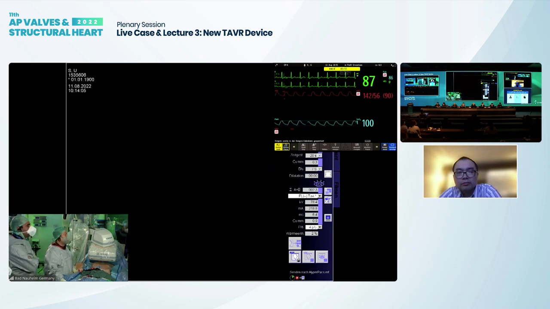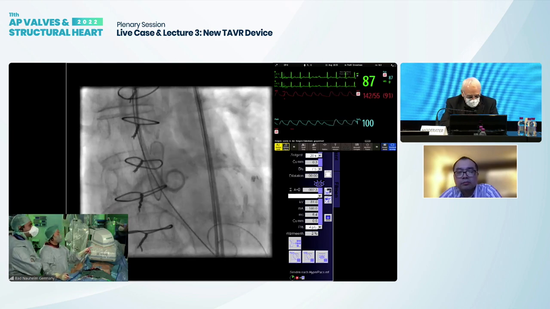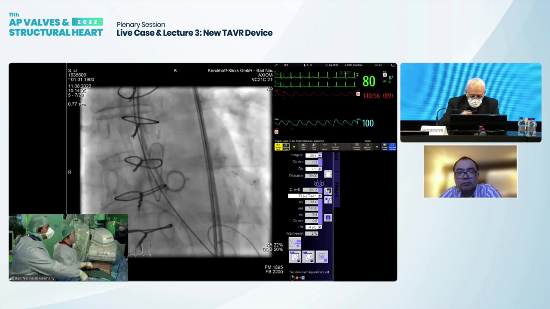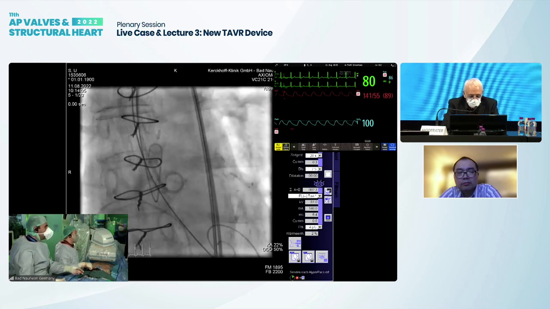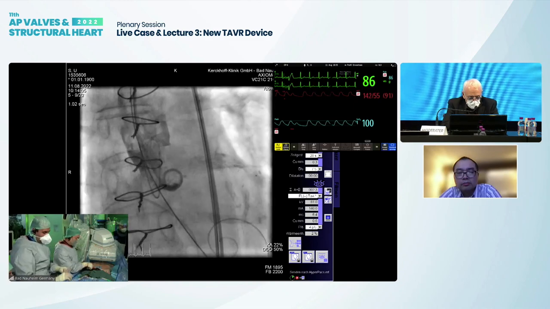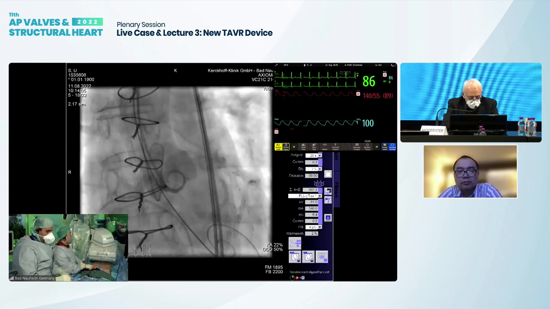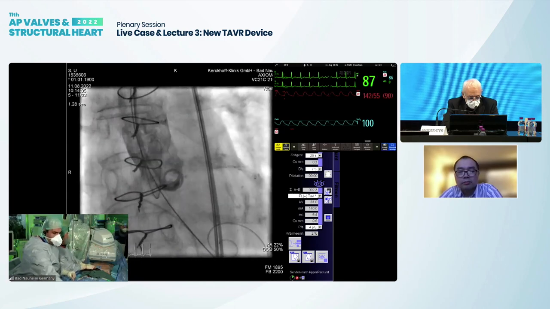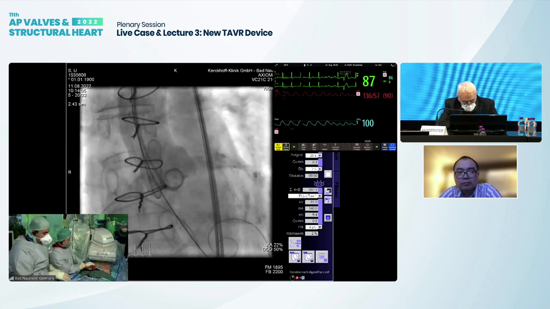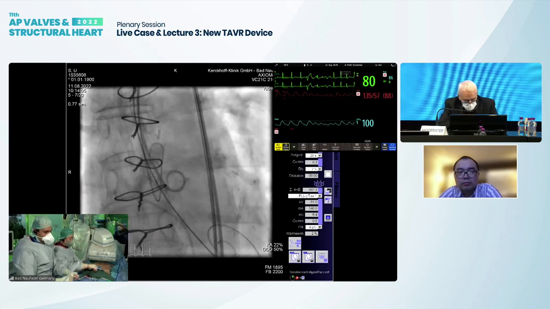Actually, you don't need contrast to see the pigtail and the wires. This is only for you to demonstrate that we have a good precusp view. And usually, we do not perform this step if we feel safe about the correct position of the wire and also of the implantation plane. So now we withdraw the 11 French sheath.